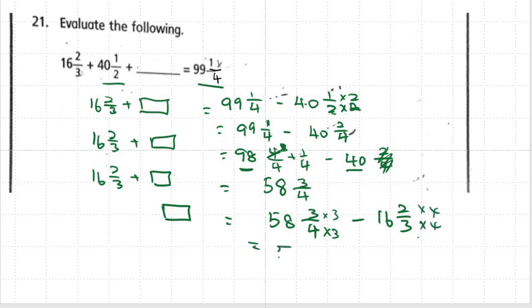So I will have 58, what? 9 over 12 minus 16, 8 over 12. So 9 over 12 minus 8 over 12 is what? It's 1 over 12, right? So whole number minus whole number, 58 minus 16, you will have 42, 1 over 12. This is how you get the answer. Very easy. Just do it systematically. So it's 42, 1 over 12. Okay?